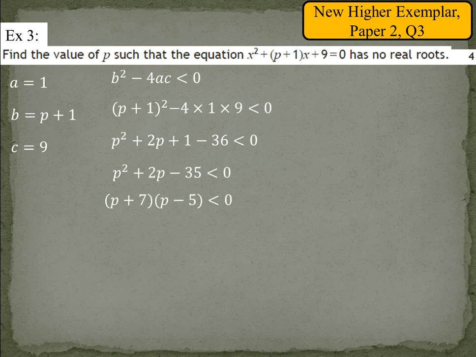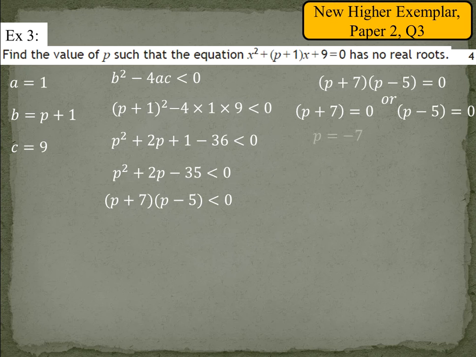You can factorize before you equate to 0, but once you do, find the roots of this quadratic. p equals minus 7 and p equals 5. Start your sketch. Again, pause. Make sure you know what we're dealing with.